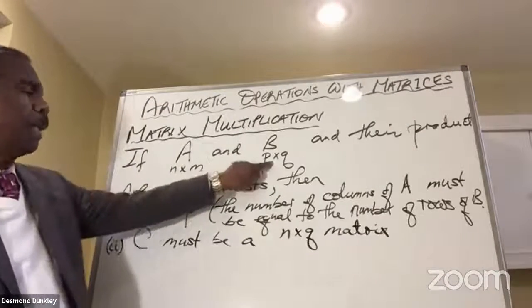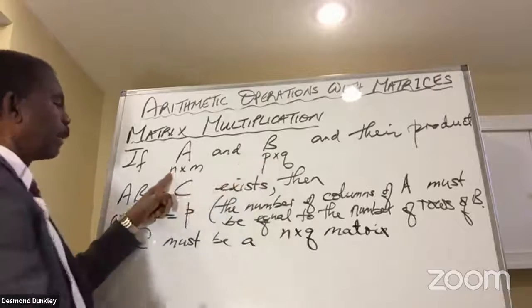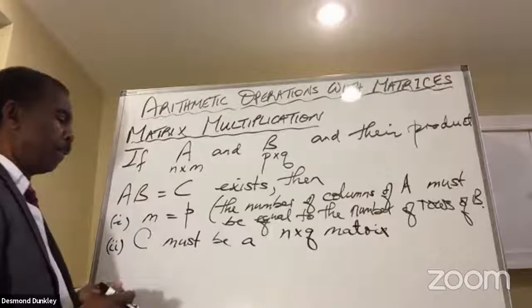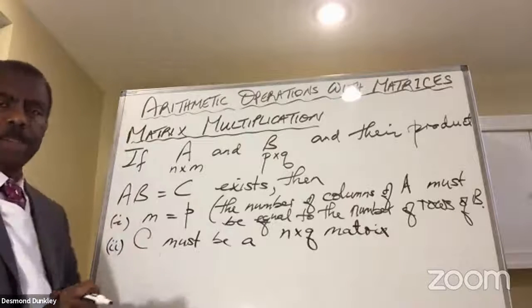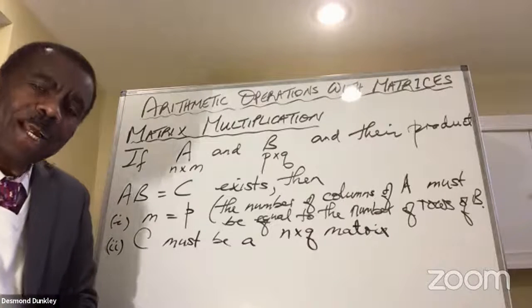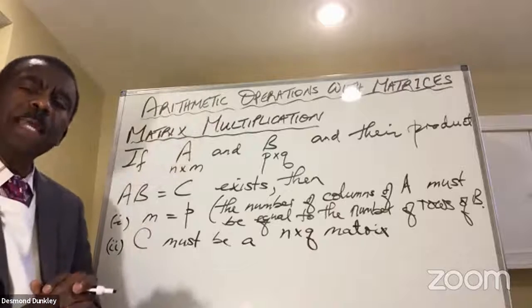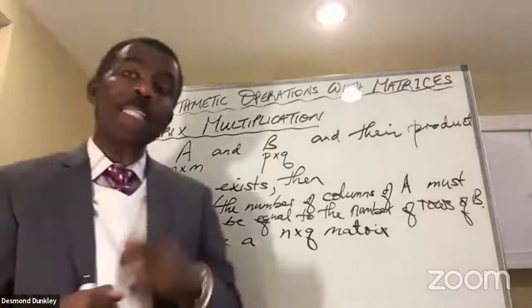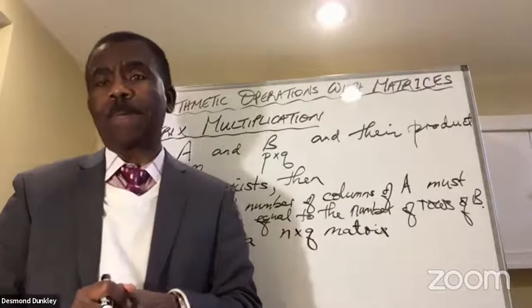So the two numbers in the middle must be identical, and the result is going to be an n by q, n rows, q columns. That's what the product is going to be. So the question you're going to ask is, how do we get the entries in C? And the best way to explain that is by doing an example.